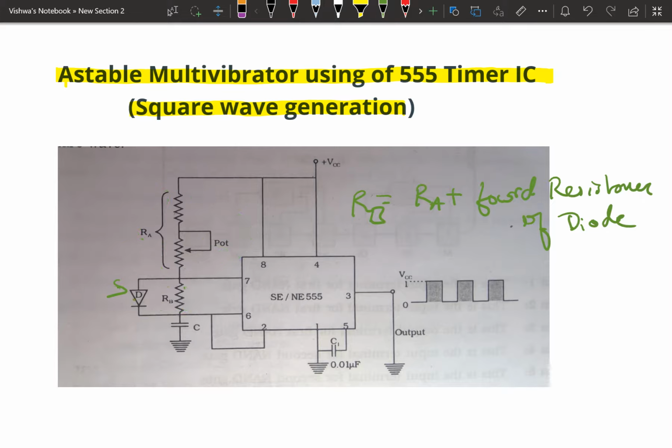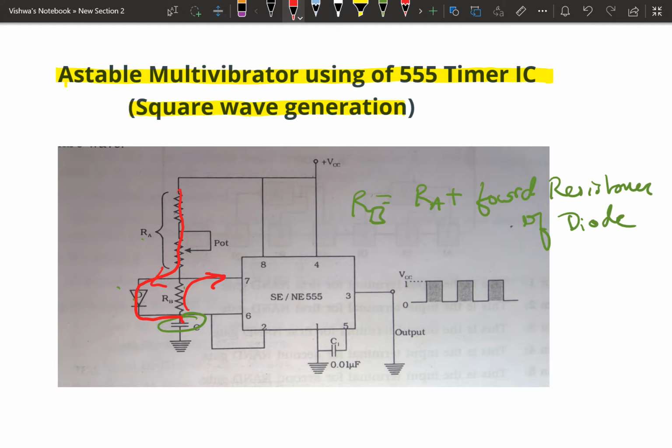So here the capacitor charges through RA and the forward diode, charges through this resistance and the diode. Now it is charging and discharging between RB and pin 7. It will discharge through this and charge through this. Now by modifying this circuit we can obtain an exact square wave. Okay, so this is about integrated circuits.